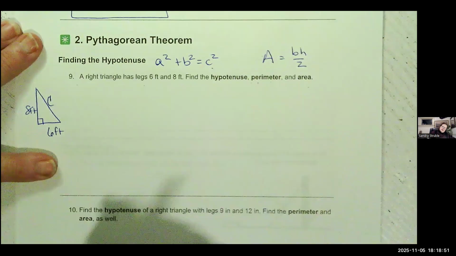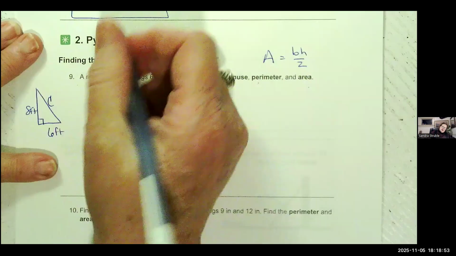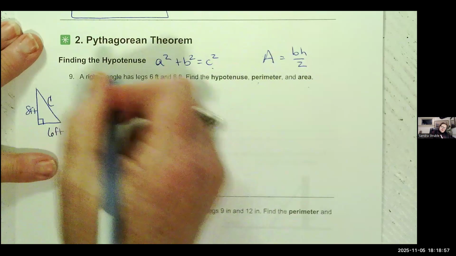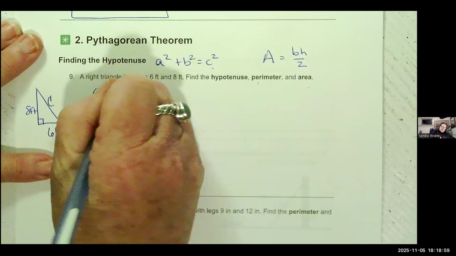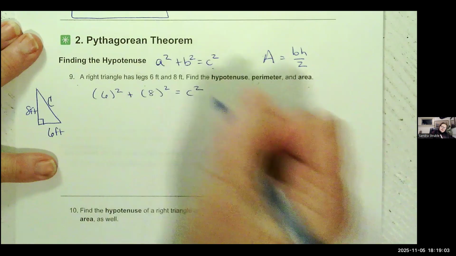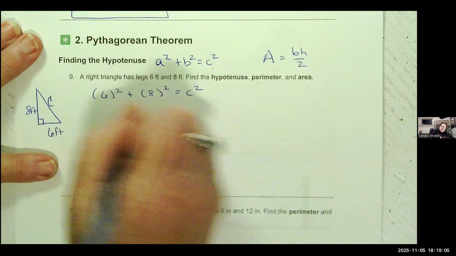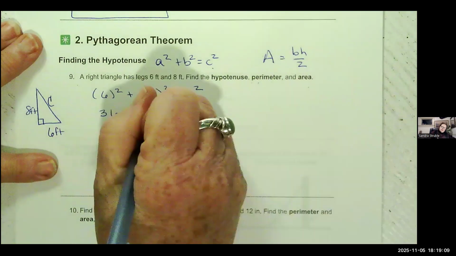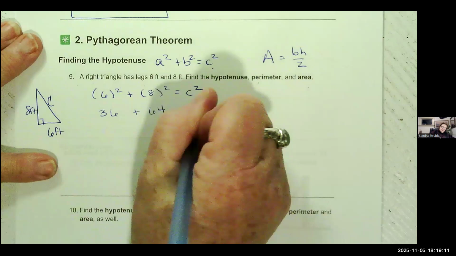So I'm going to start with finding my hypotenuse. I've got 6 squared plus 8 squared is equal to c squared. 6 squared is 6 times 6, so 36. 8 squared is 8 times 8, 64. 36 plus 64 is 100.